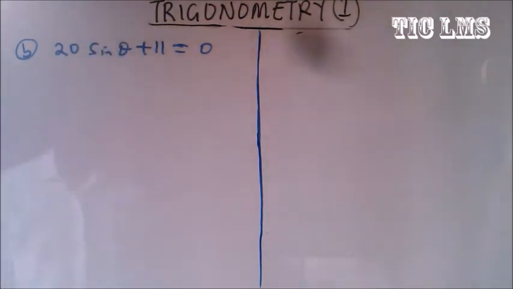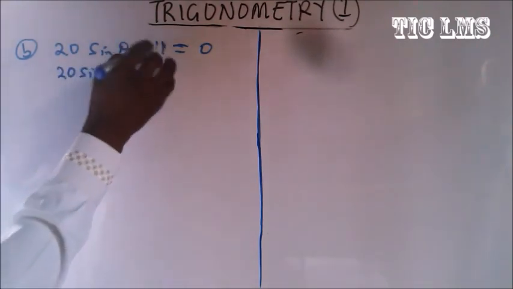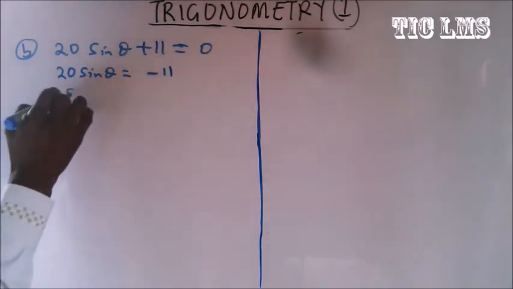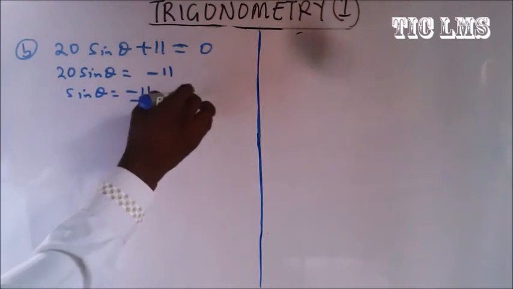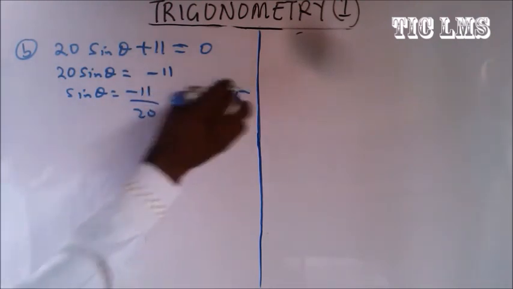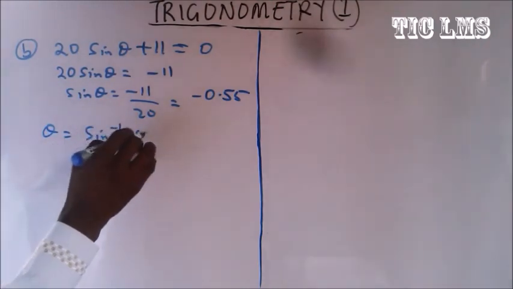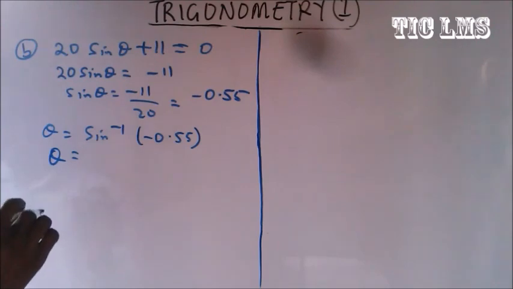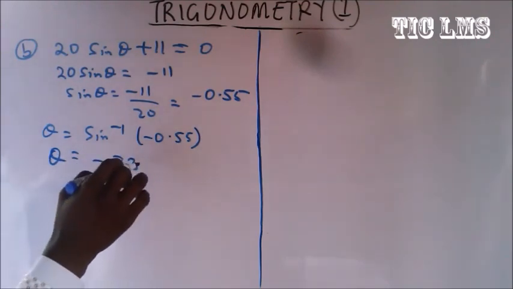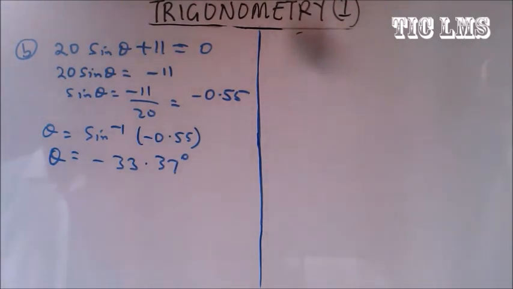We have to find the value of theta, where 20 sine theta equals minus 11. So sine theta equals minus 11 divided by 20, and that gives minus 0.55. And so theta equals arc sine of minus 0.55, and that gives us minus 33.37 degrees to 2 decimal places.